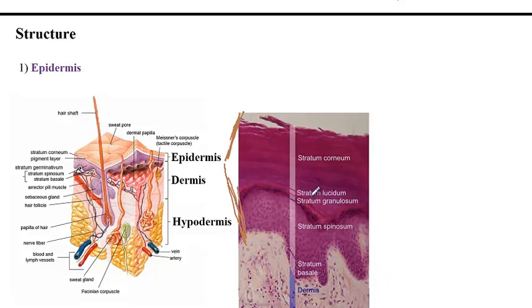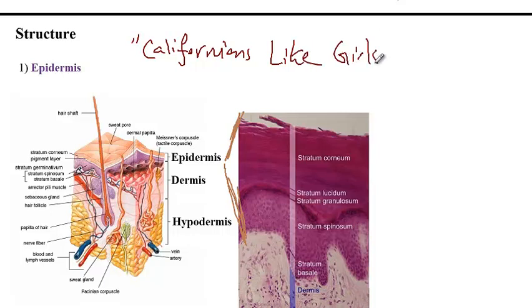So the epidermis is divided into 5 layers, and if you want to memorize the order of these layers, we do have a memory aid that they teach us in the medical school, and that's called Californians like girls in short bikinis. Alright, so Californians like girls in short bikinis.